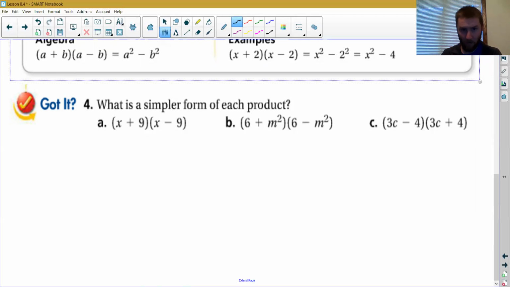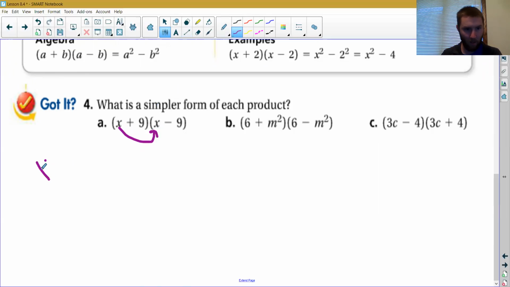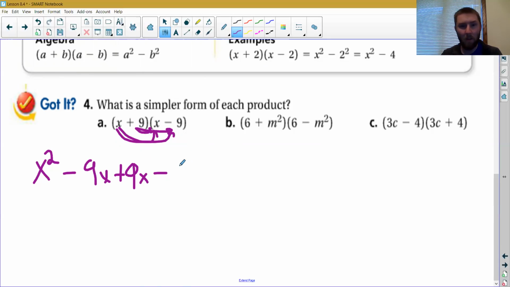So here I'm going to go ahead and multiply these together. X times x is going to give me x squared. X times a minus 9 is going to give me minus 9x. Positive 9 times x, if I go to the inside now, positive 9 times x is going to give me plus 9x. And then at the end, positive 9 times that negative 9 over there, positive 9 times negative 9 is actually going to give me a minus. Positive times negative is negative 81.